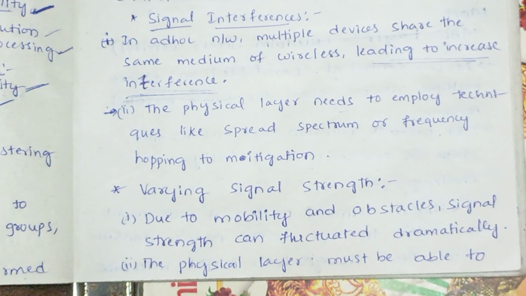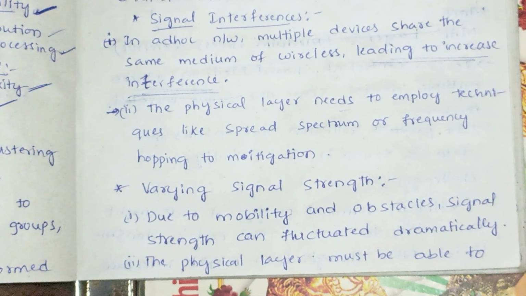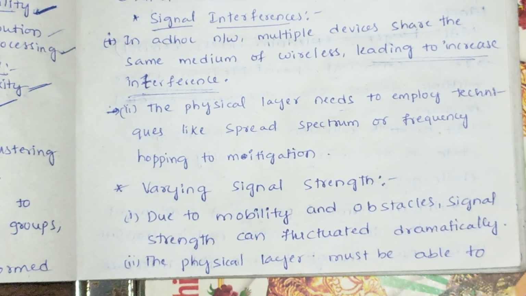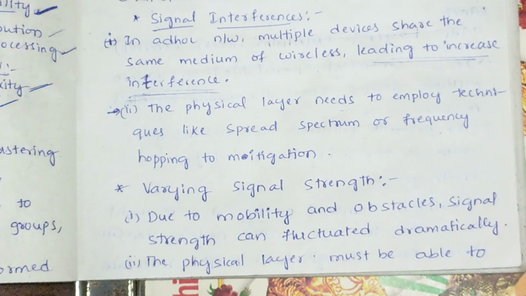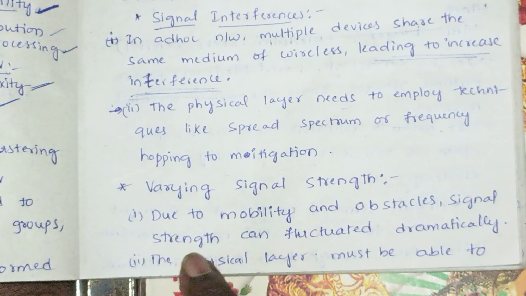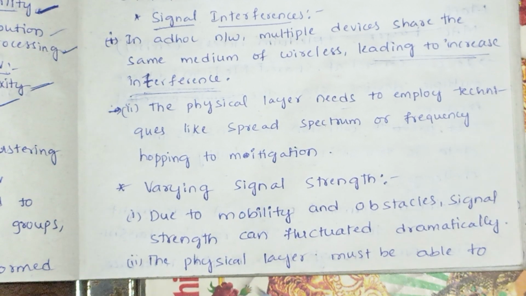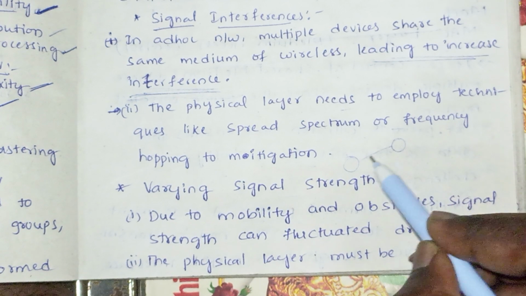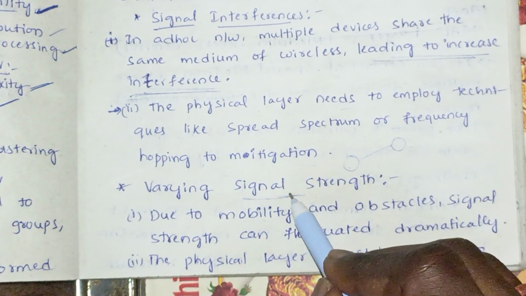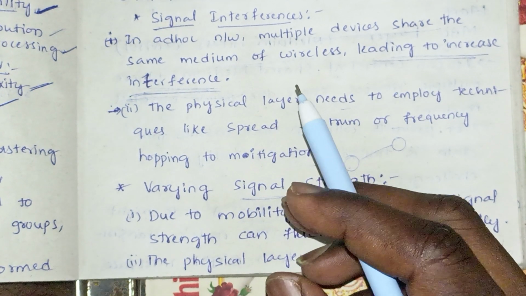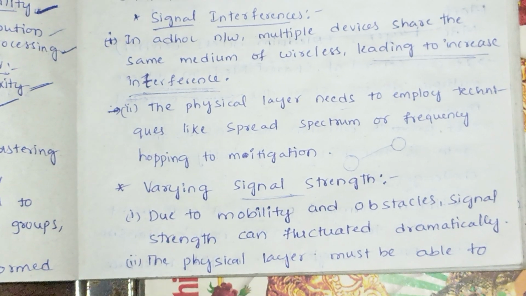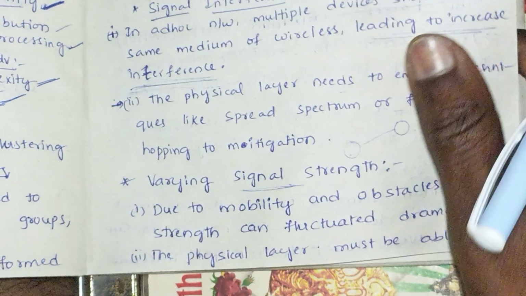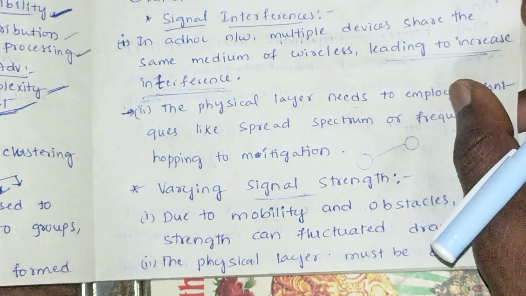Next, varying signal strengths. Due to mobility and obstacles, signal strength can fluctuate dramatically. The physical layer must be able to follow these dramatic fluctuations, right? So with varying signal strength, whenever data moves from one place to another, the signal strength varies, and the physical layer must accept it. That is the varying signal strength.